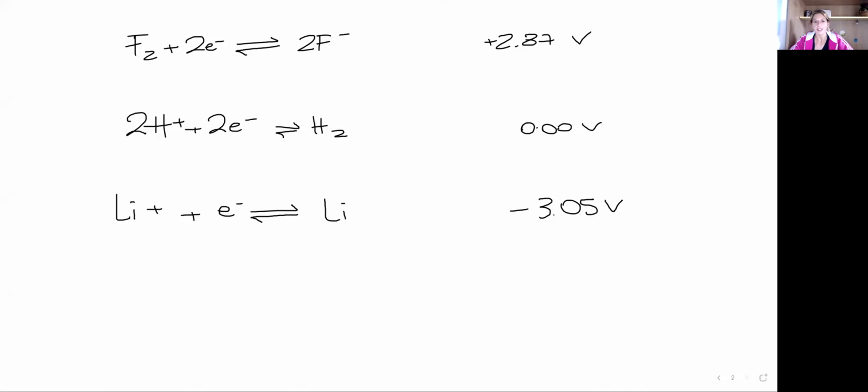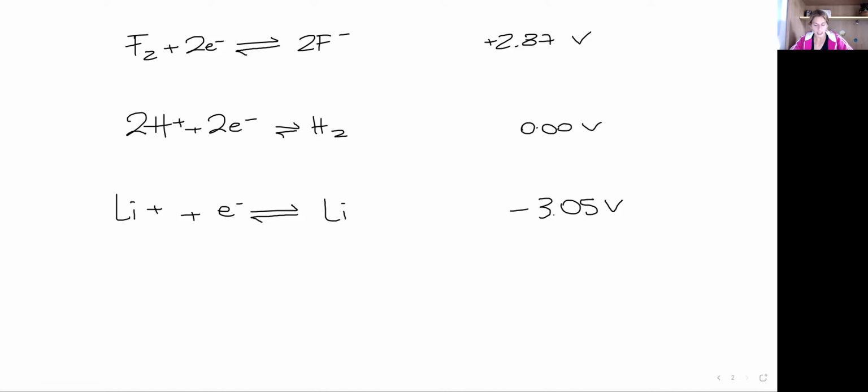One is that we're given a list of half equations. These half equations are always given as reduction. In fact, the electrons, notice, are on the left-hand side of the equation, like this written on the screen. And then we have some values. The unit is voltage. They can be positive and negative, and the hydrogen is always zero. And that's called the electrode potential.